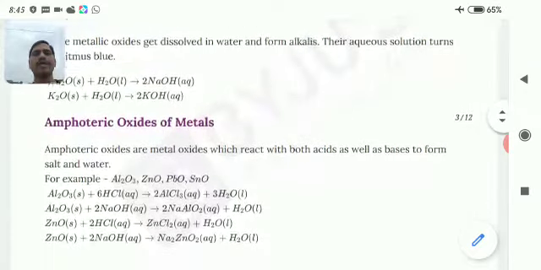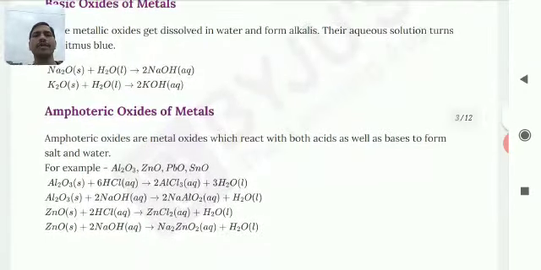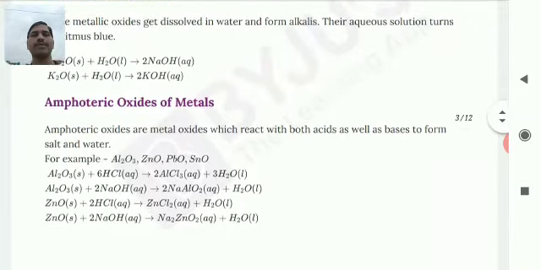You can see examples of aluminium oxide, zinc oxide, lead oxide, and tin oxide. All these are examples of amphoteric oxides. They can react with acids as well as bases. You must note down the reactions. These reactions are very important.